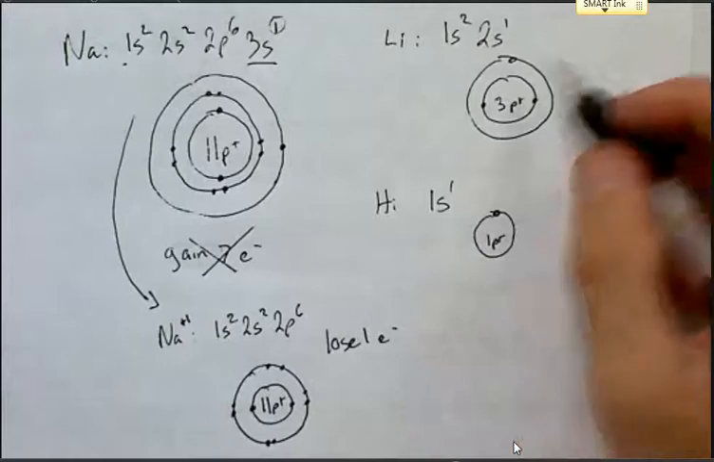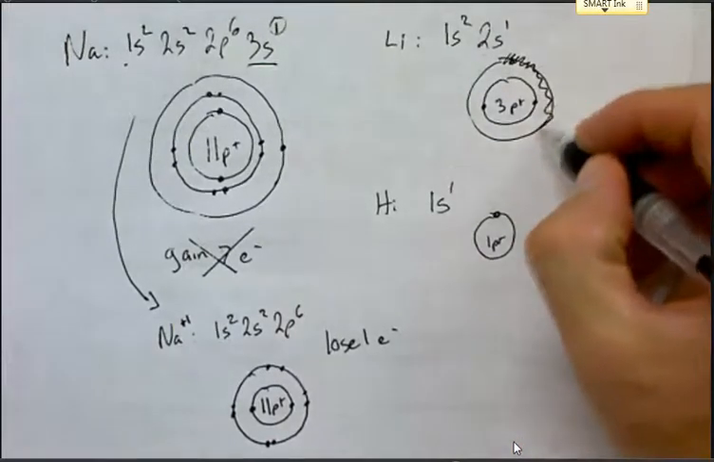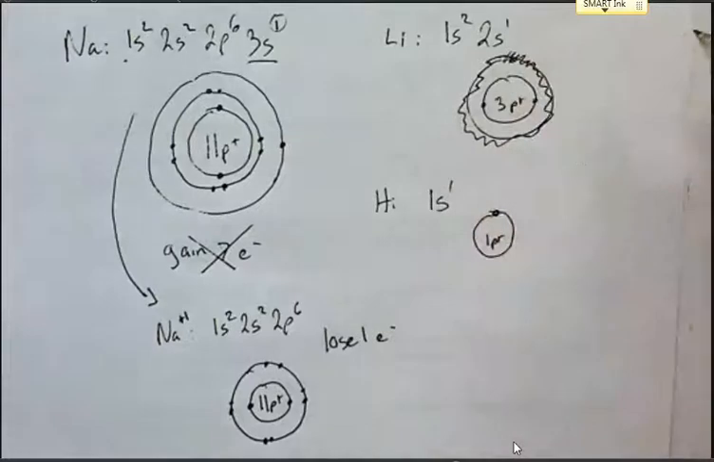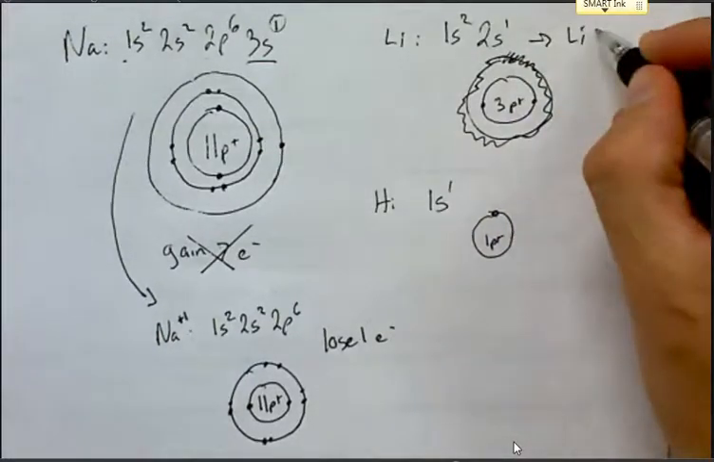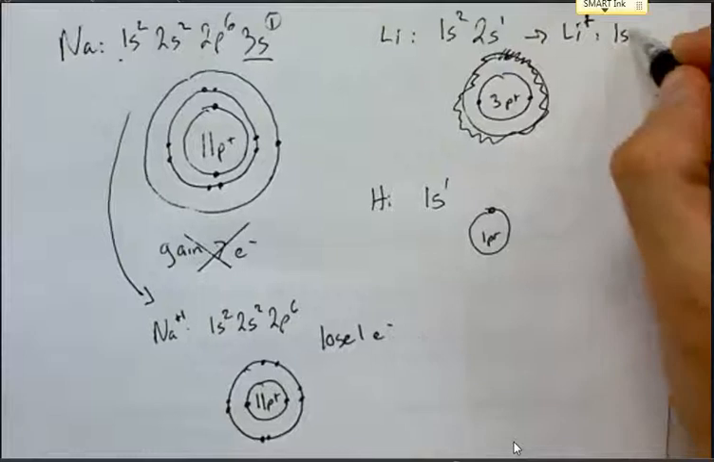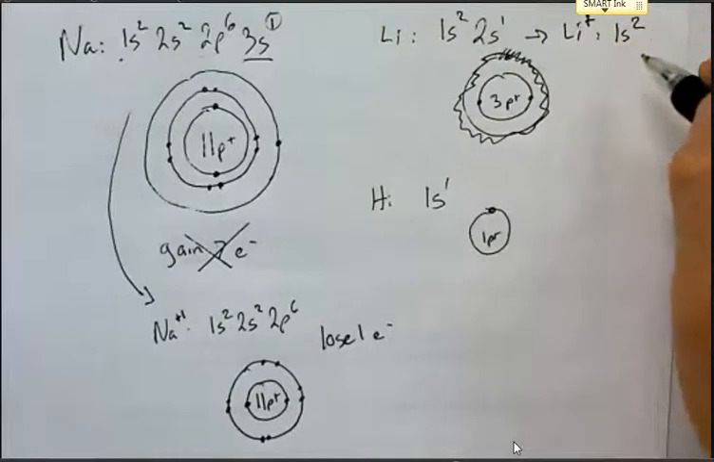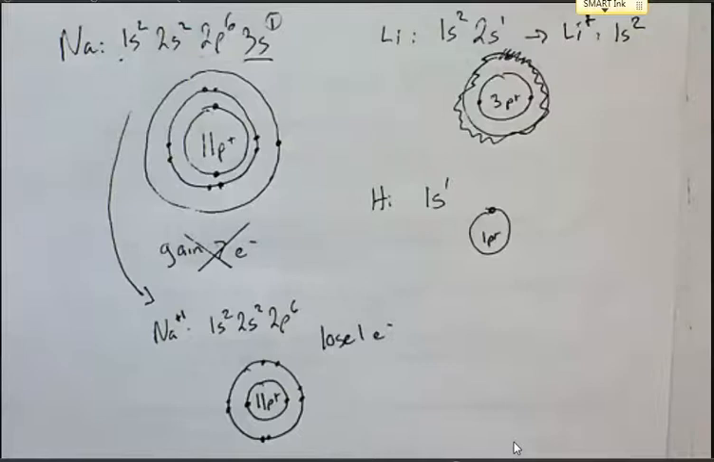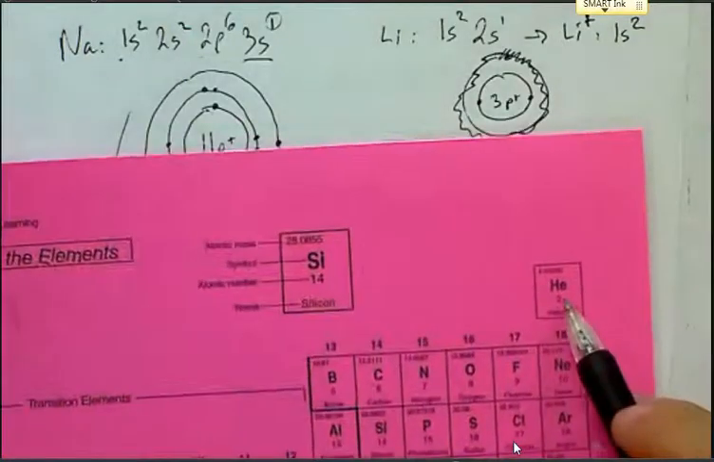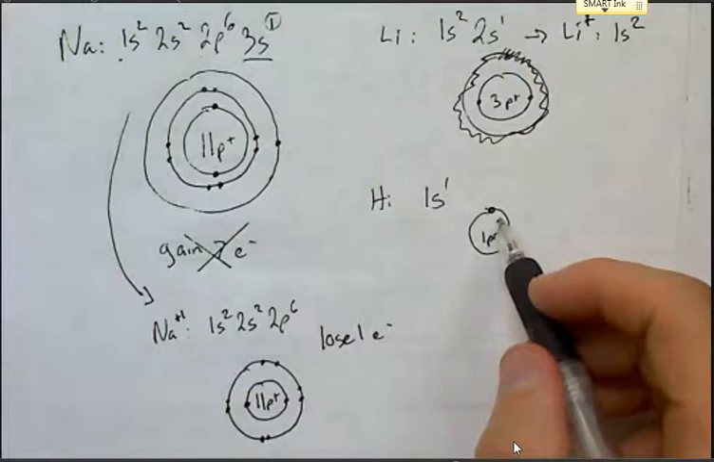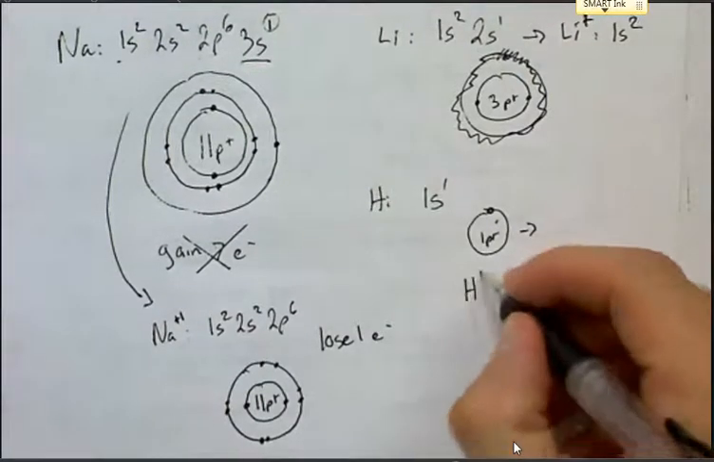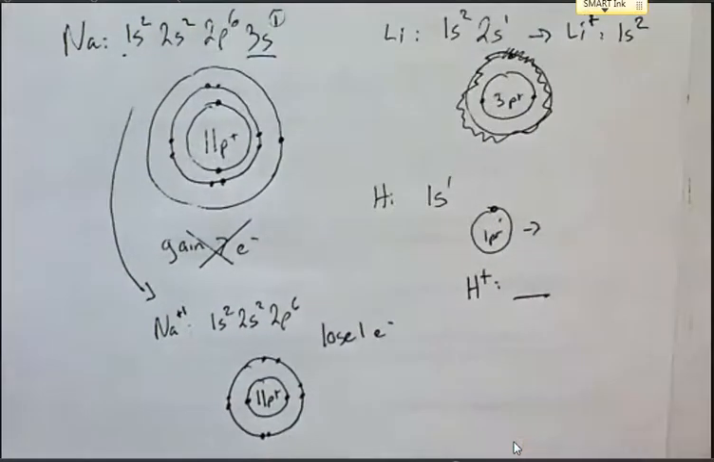Lithium can do the same thing. If it gets rid of that outermost energy level, then it just looks like 1s2, which is a noble gas. 1s2 is the electron configuration for helium. Okay? Hydrogen's a bit of an interesting case. What it's just going to do is get rid of its only electron, and it's perfectly happy. The important thing is that every single one of those atoms is going to give up 1 electron.